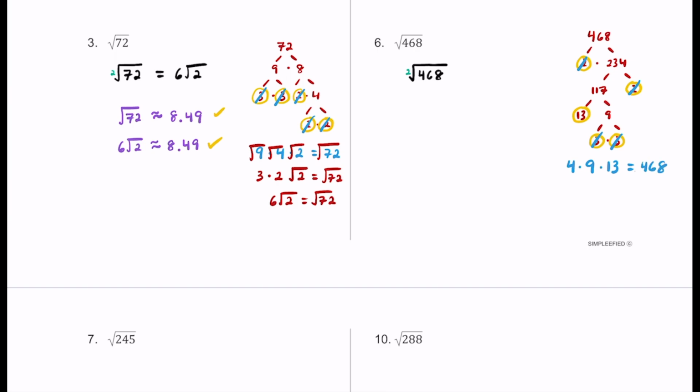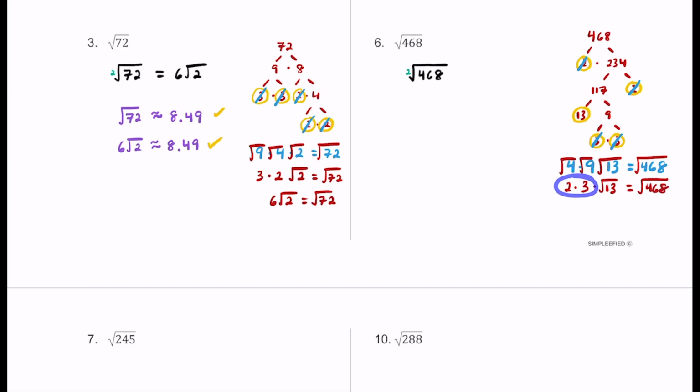But then if you're wondering what the square root of 468 is, it's the same thing as the square root of 13 times the square root of 9 times the square root of 4. Square root of 4 is 2, square root of 9 is 3, square root of 13 is an irrational number, so let's just keep it the same. And then this is going to equal what? The square root of 468.